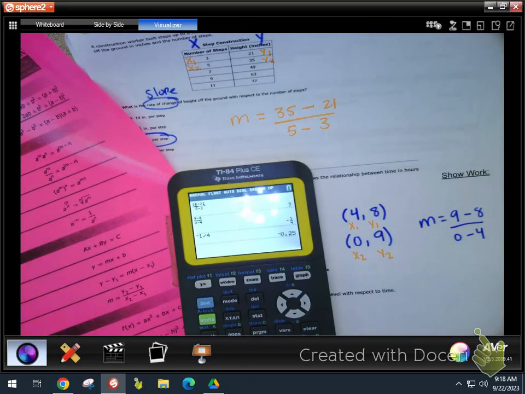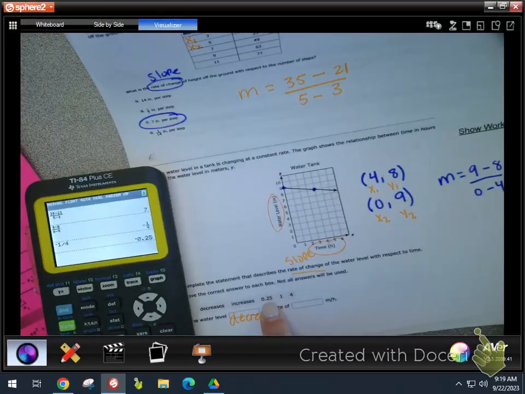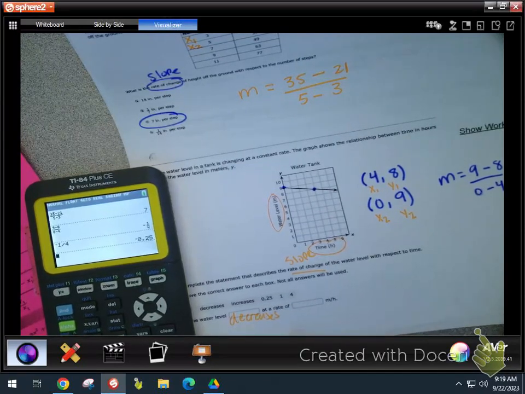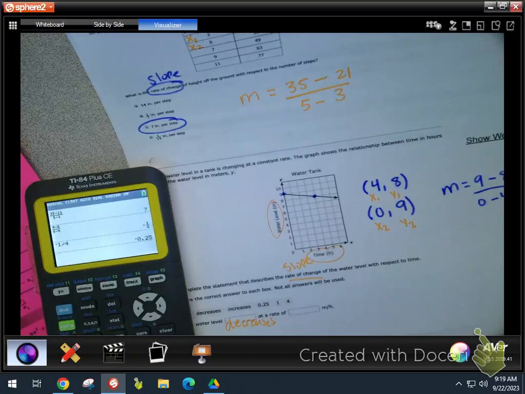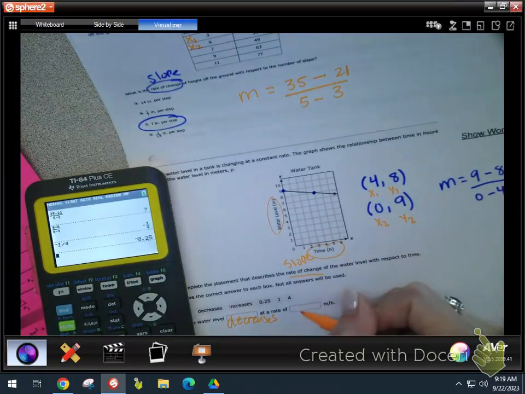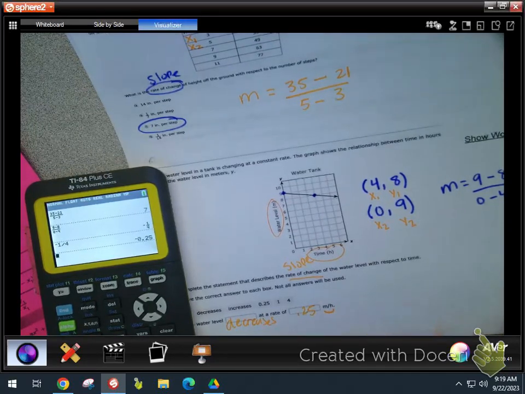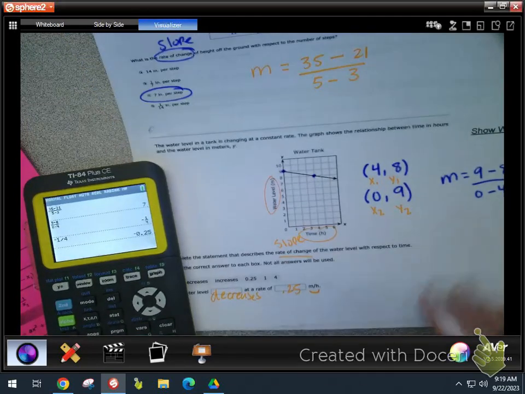Now, this is what Daniel and I were talking about. When I look at my number choices, there's not a negative 0.25. There is a 0.25. But because I already filled in the blank that it was decreasing, that was telling me it's negative. But what is the actual rate? The rate is 0.25. And again, do y'all know what this says? Meters per hour, because we're talking about meters. And again, there's that word per. Even though it's a slash, it's still a per, and so it's talking about your slope. So that's what you would click there.